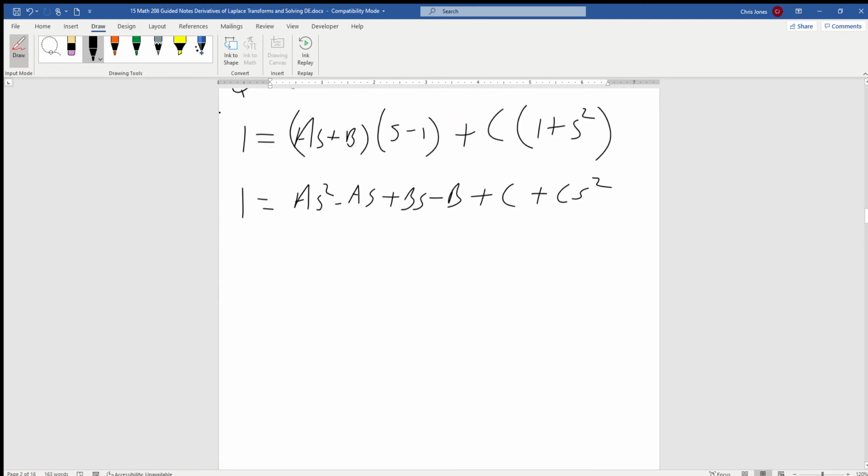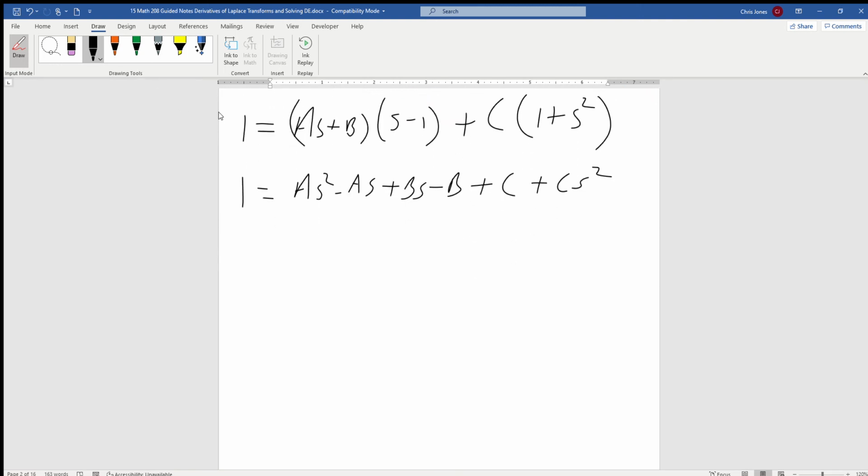Then if we group all the like powers of s and factor them out, let's rewrite the left-hand side as 0s squared plus 0s plus 1. Notice that we have an as squared and a plus cs squared, so that means a plus c times s squared. Notice that we have a minus as and a plus bs, so we're going to factor out that s, and we're going to have negative a plus b.